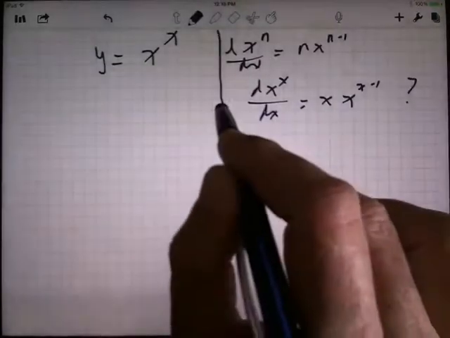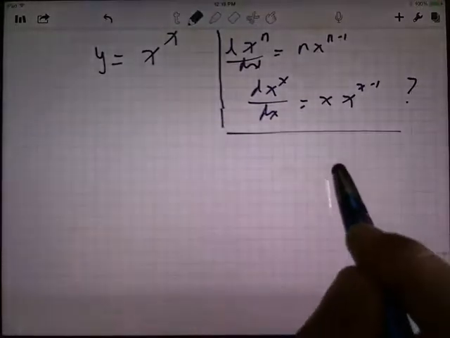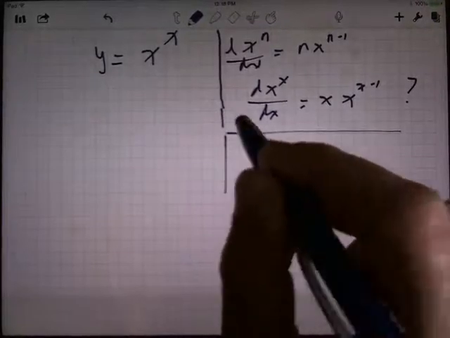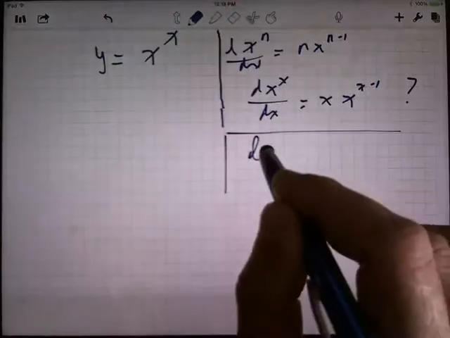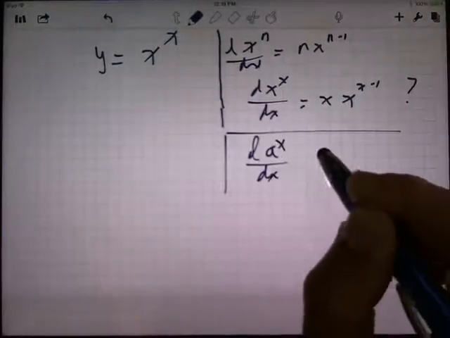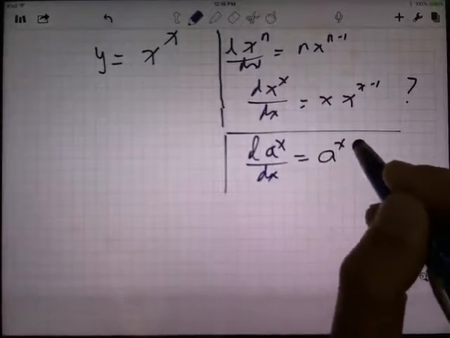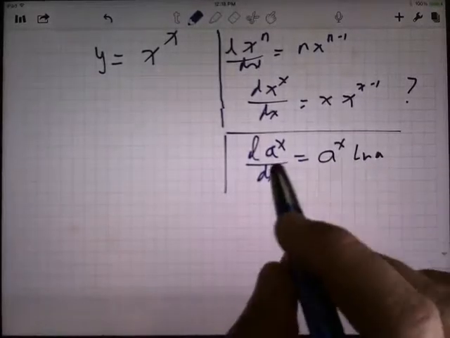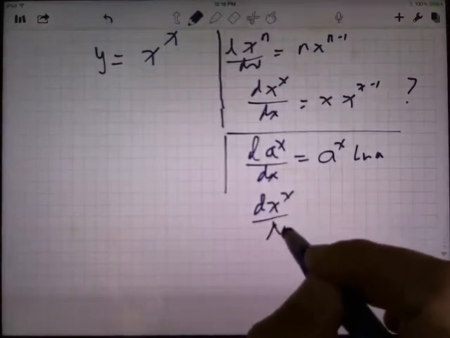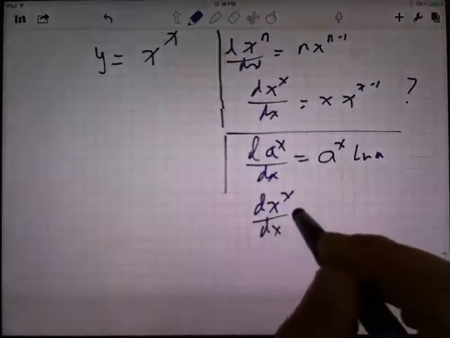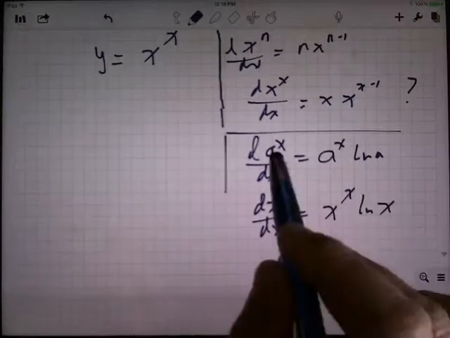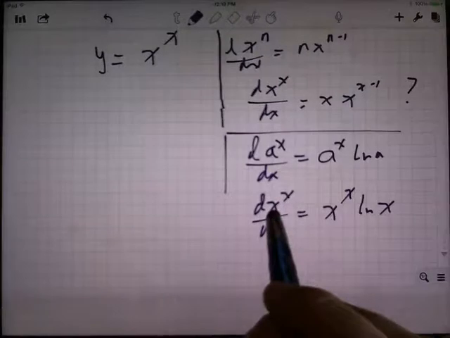But then I have some students that say, no, wait, this looks more like an exponential function. This looks like the derivative of a to the x. The derivative of a to the x is a to the x times the natural log of a. And so they say, okay, what I have is the derivative of x to the x. So that should be x to the x times the natural log of x. So where this a is here and here, this x now is here and here.